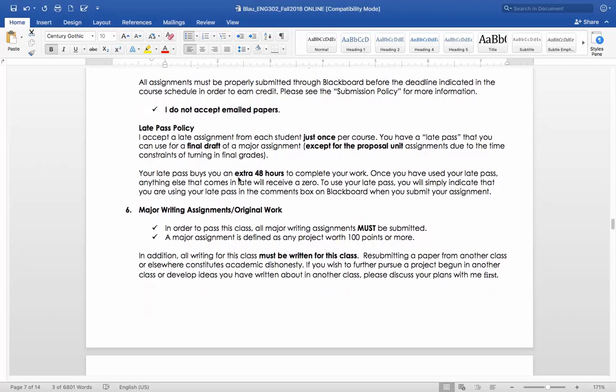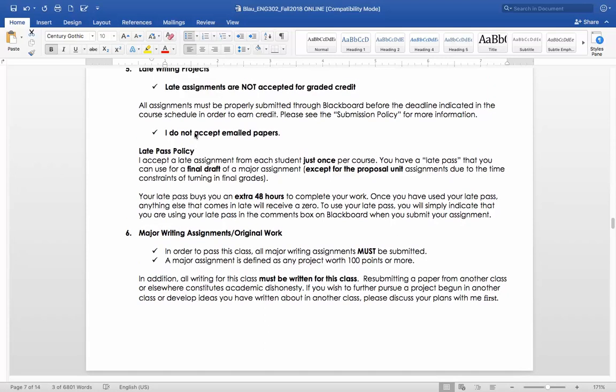However, I believe in mercy. I know that life happens, and because I am merciful and flexible with you, I hope that you'll be merciful and flexible with me as well. So in order to maintain that late assignments are not accepted, but allow for life happens, there is a late pass policy. So once per course, you have a late pass that you can use for a final draft of a major assignment.